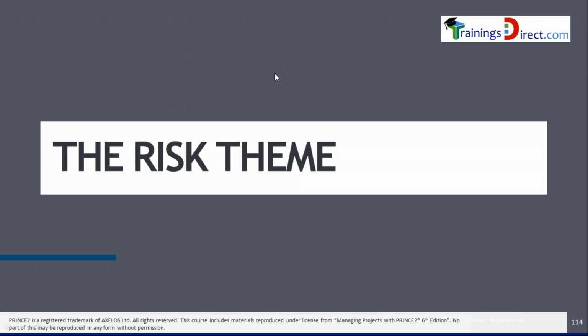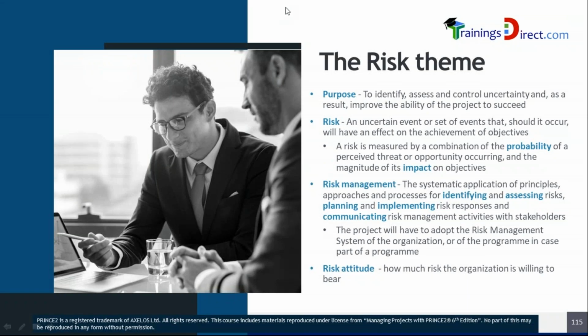Projects are subject to uncertainty. The risk theme focuses on handling uncertainty in a project, which can impact project objectives like time, cost, and other targets. The purpose of the risk theme is to identify, assess, and control uncertainty, and as a result, improve the ability of the project to succeed. Because risks can seriously impact a project, risks have to be clearly understood, and actions must be taken to reduce the risks or totally remove the risks.